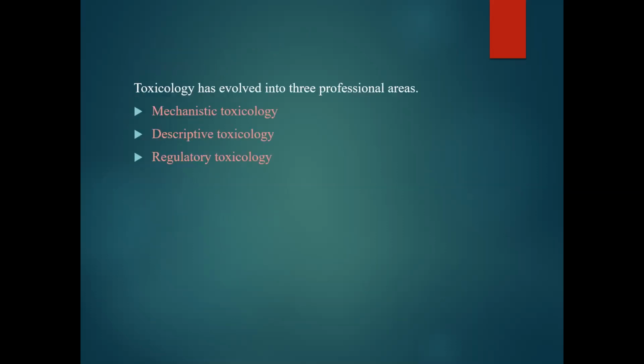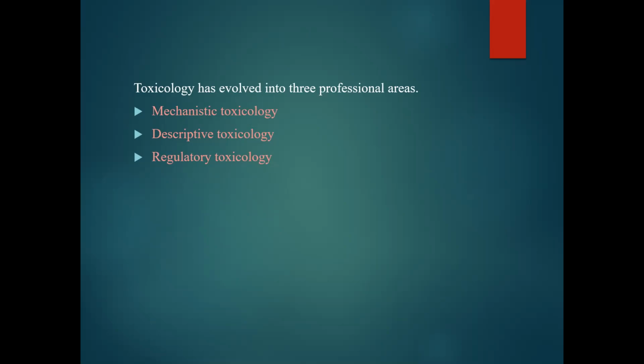So toxicology has evolved into three professional areas. The first one is mechanistic toxicology. Then we have descriptive toxicology and regulatory toxicology. Mechanistic toxicology deals with identifying and understanding mechanisms associated with toxic effects. So it basically identifies and understands how the toxic effects work and the mechanism associated with it.